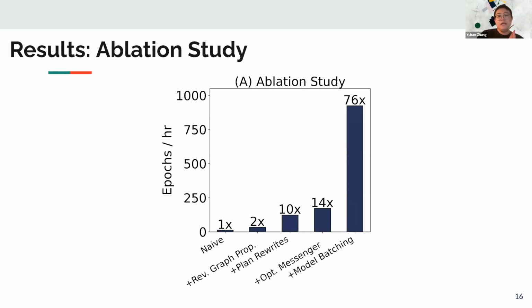And next up is our ablation study. This is to demonstrate the effectiveness of our techniques. To do this, we did a naive implementation of Loten, but without all of the system optimizations. We then add them back one by one. As you can see, overall, our optimizations can yield a 76 times speed up.